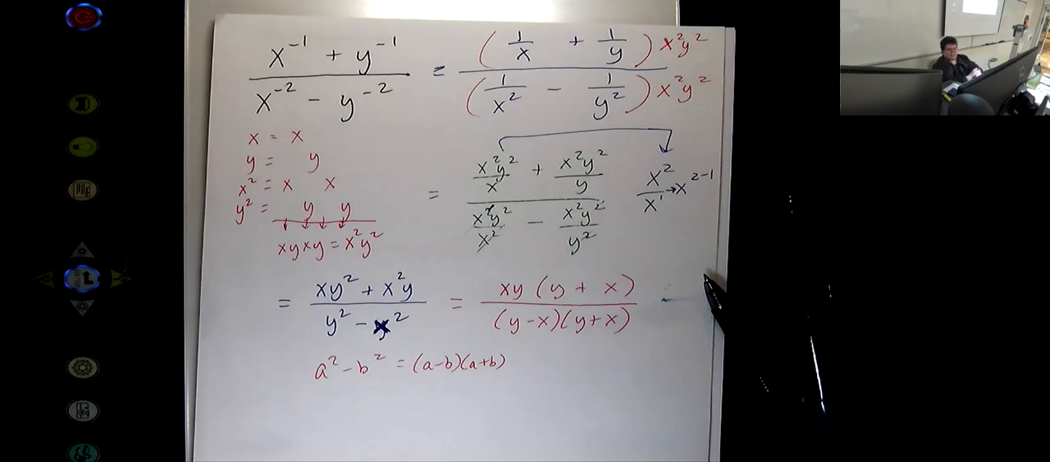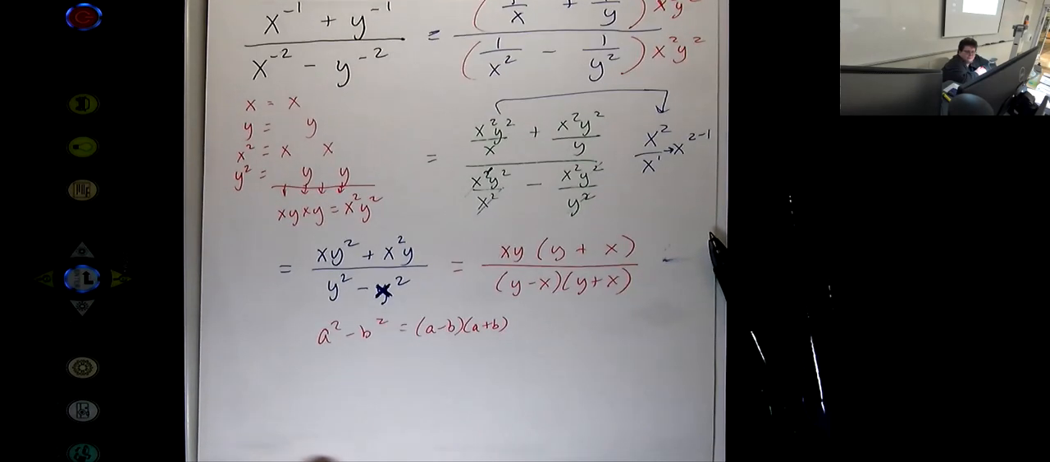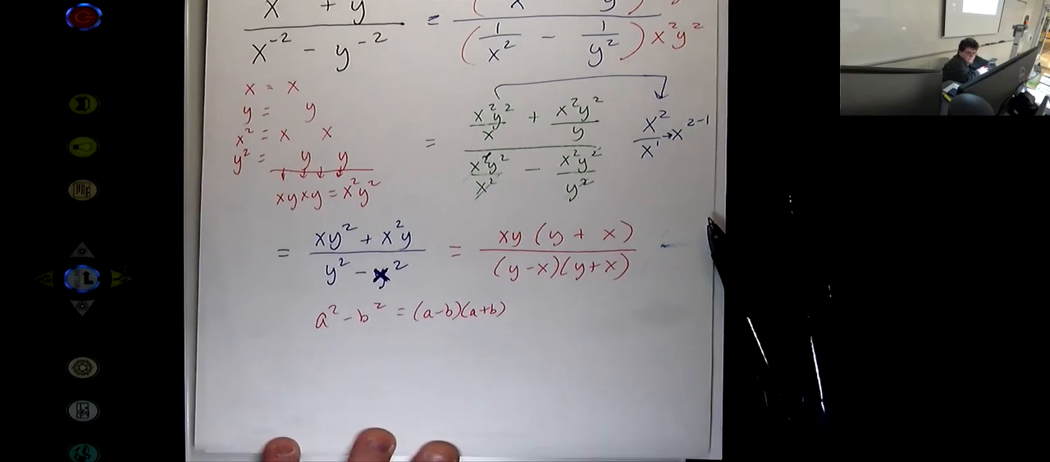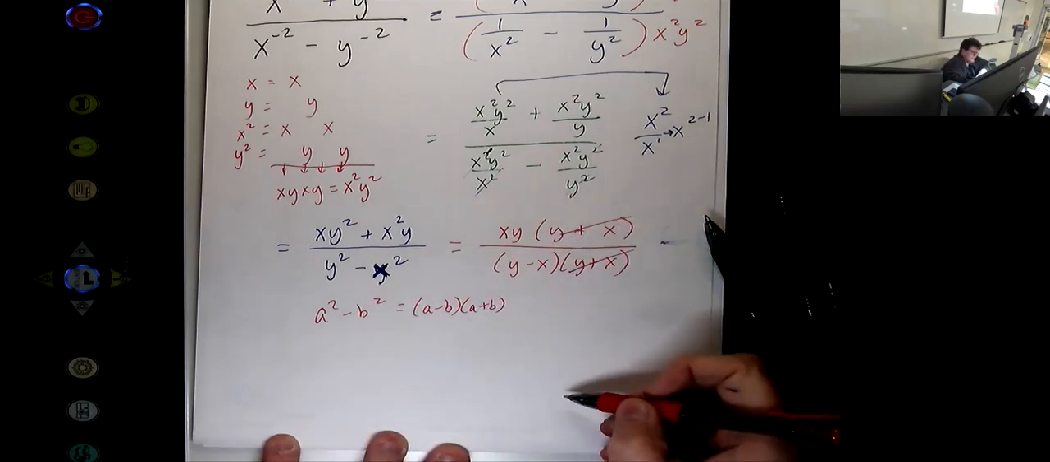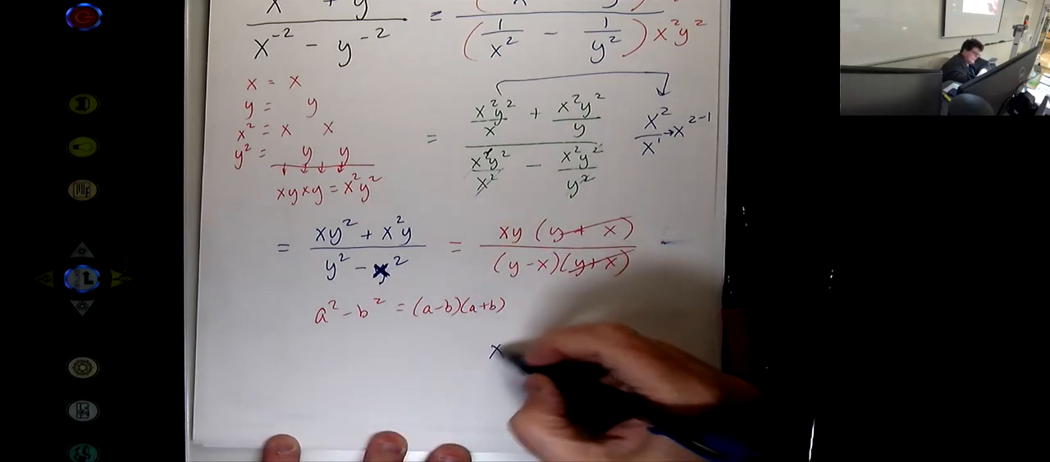Look at this, like magic. So y plus x goes away, and we are left with xy over y minus x.